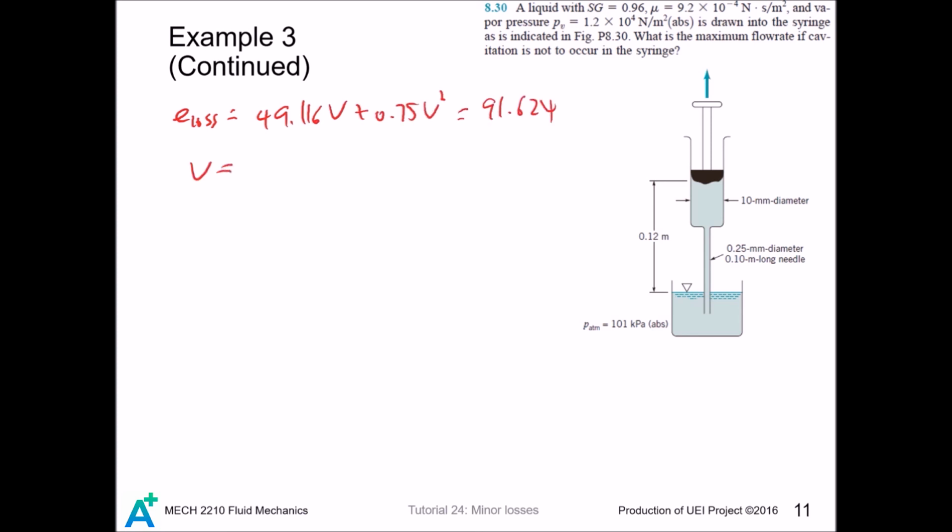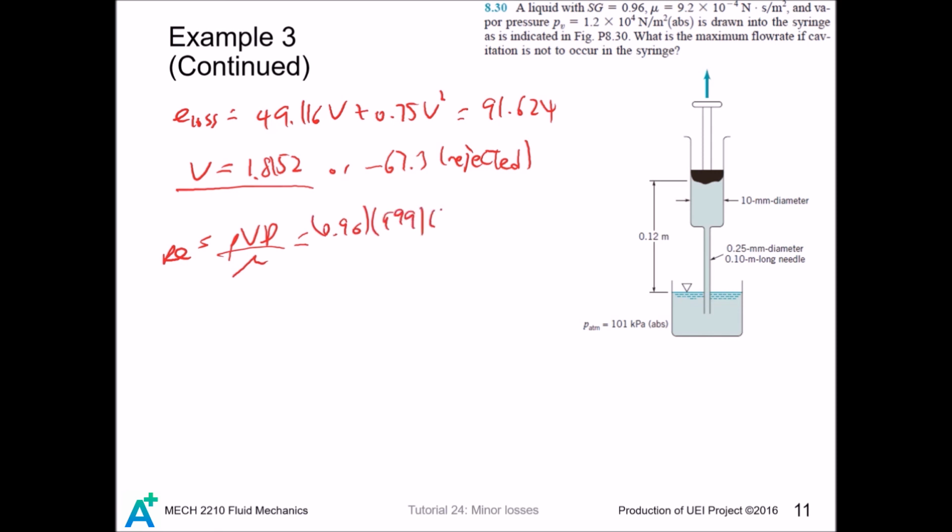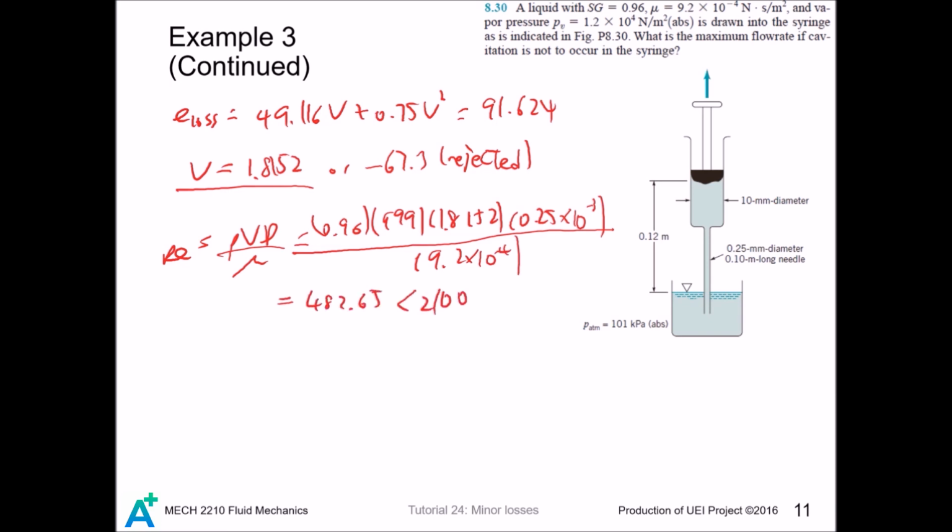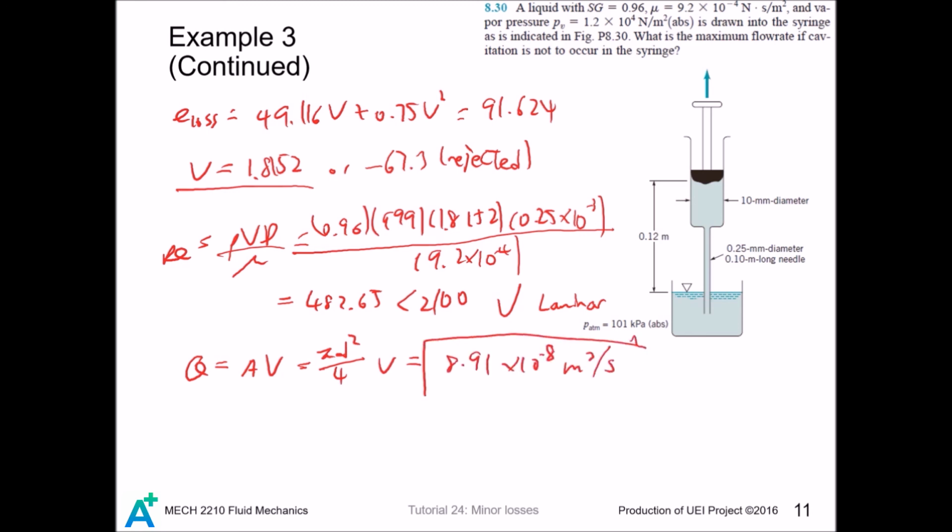And by quadratic formula, we now have a velocity. We can find the Reynolds number. So let's check if the flow is really laminar. Which is well below the limit. So finally, we can calculate for the flow rate. And we are done with this example.